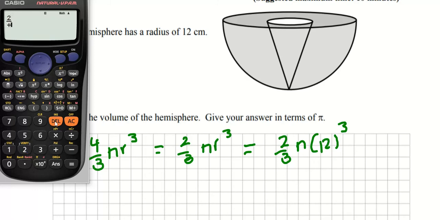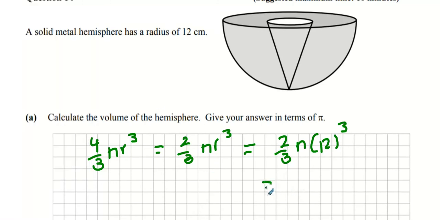2/3 shift pi 12 cubed, and you get 1152 pi. Okay, good job.